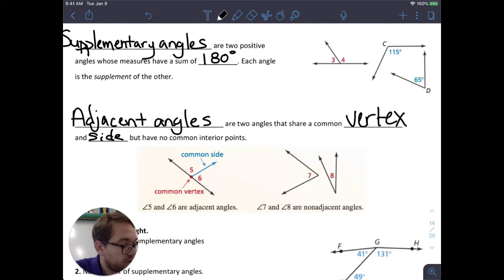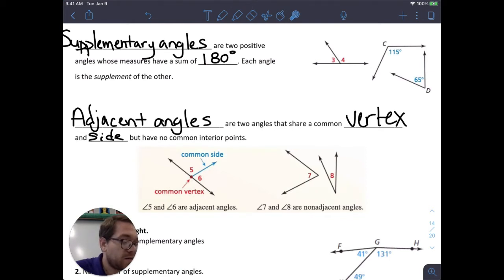So if we look here in these figures, 5 and 6 are adjacent because they share that common vertex right there on that line, and they share this common side, this ray right here. But 7 and 8 would be non-adjacent because they have two different vertices, and they don't share any common sides. And they have no common interior points. Okay? And so these would definitely not be adjacent.